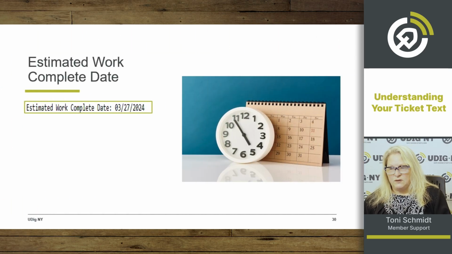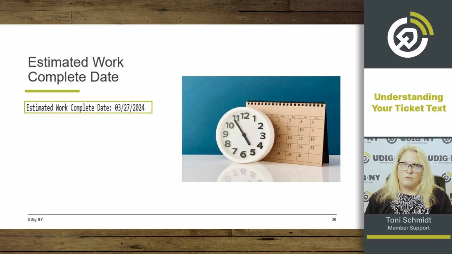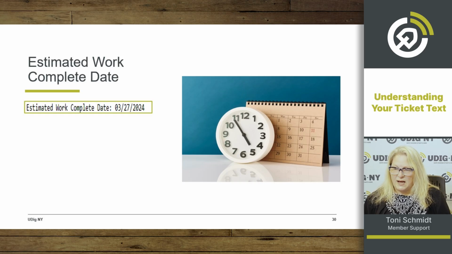The estimated work complete date. In the next few slides, we will discuss the dates listed within location requests and what they mean and why they are important. The estimated work complete date. This field is an approximate date and is only used for planning purposes. Excavators, the date you provide does not mean that you need to finish on this date, but rather provides the member an estimated time you will be on site.